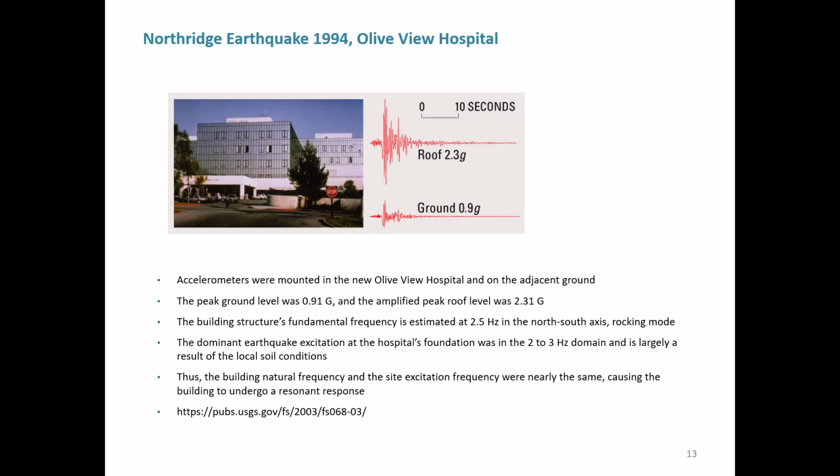So the building structure's fundamental frequency is estimated at 2.5 hertz in the north-south axis. That's a rocking mode, and we'll talk a little bit more about rocking modes in some upcoming slides. Dominant earthquake excitation at the hospital's foundation was in the 2 to 3 hertz domain, largely a result of the local soil conditions. So we see 2.5 hertz for the natural frequency, and then the dominant excitation was 2 to 3 hertz, so that set up that dynamic resonant amplification.